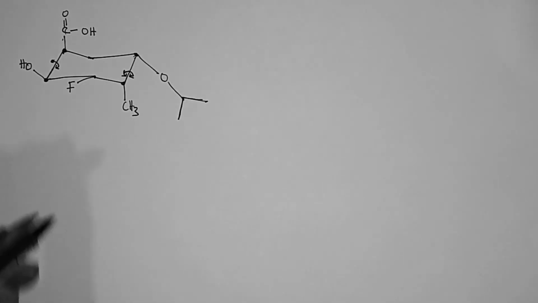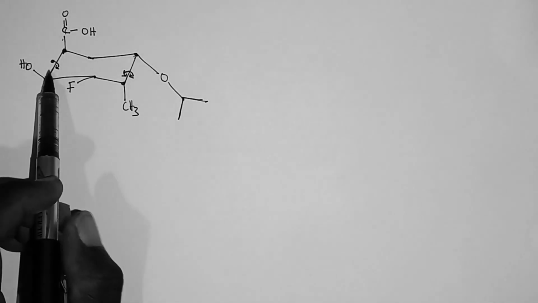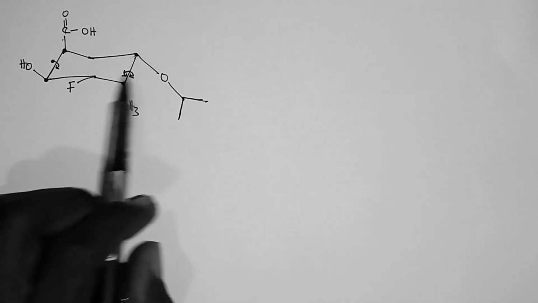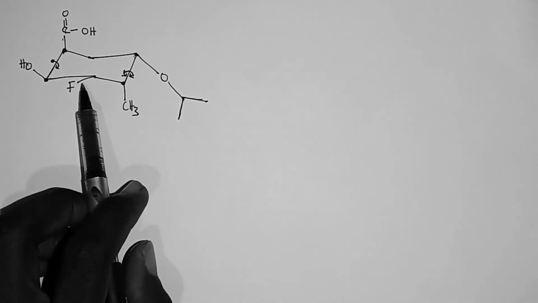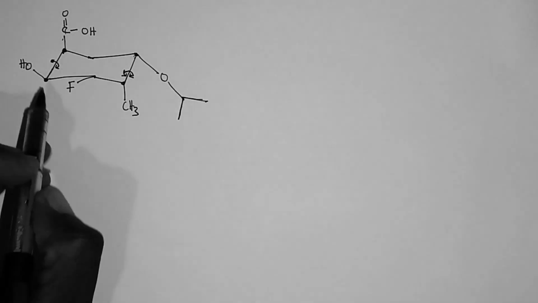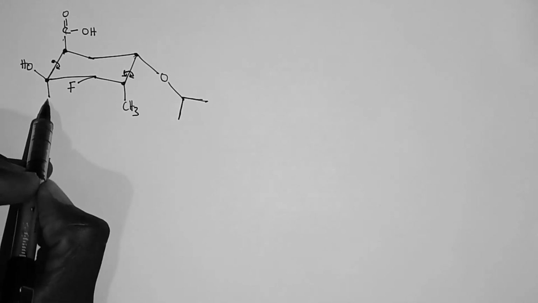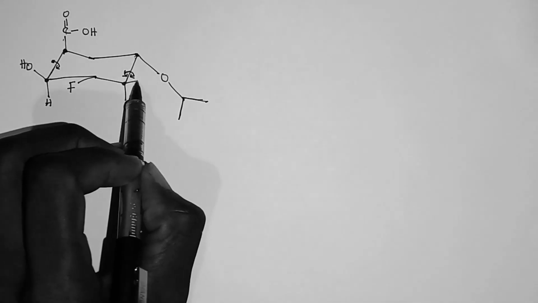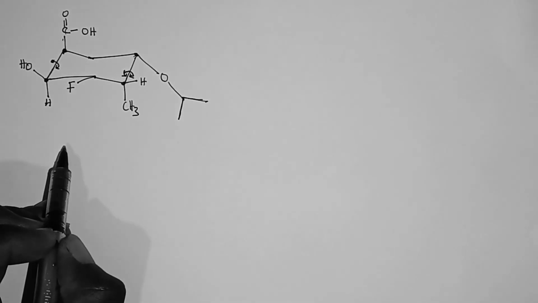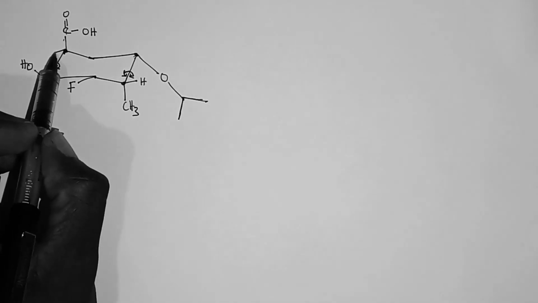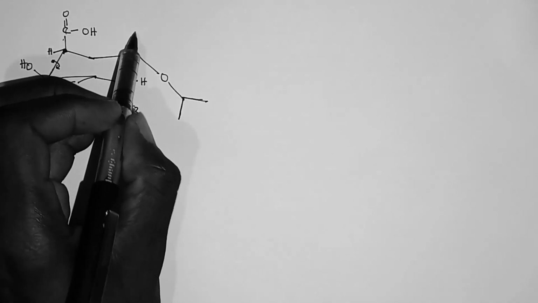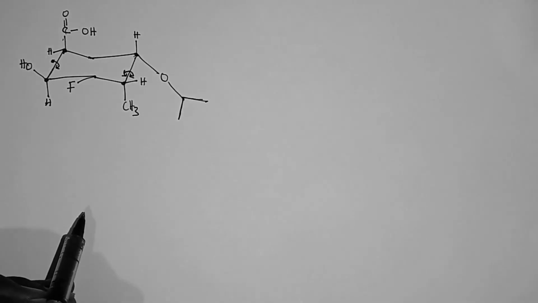So now, we'll be able to draw the carbons in front and the carbons at the back, and then link the various atoms that are connected to it. So now, we see that there is a proton in an axial position here, and there is a proton in an equatorial position here, and then there is also a proton in an equatorial position here, and there is a proton in an axial position over there.